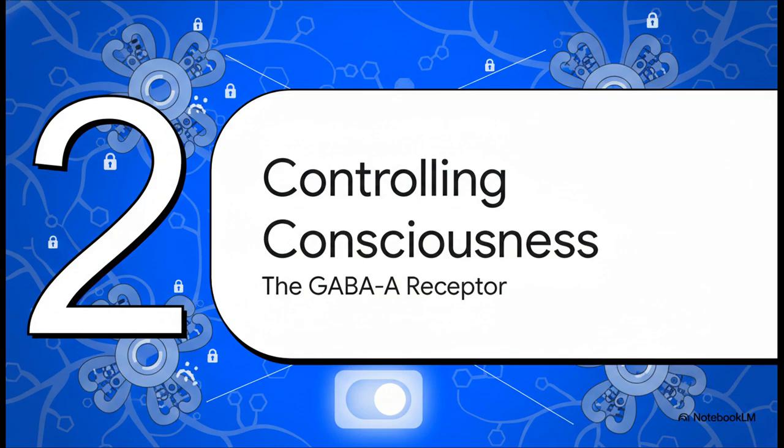Okay, so if we're going to master this toolkit, we've got to understand how the tools actually work. For most of our go-to induction agents, we're talking barbiturates, benzodiazepines, propofol, and etomidate, the main target is the GABA-A receptor in the brain. Think of this as the master off switch for consciousness.